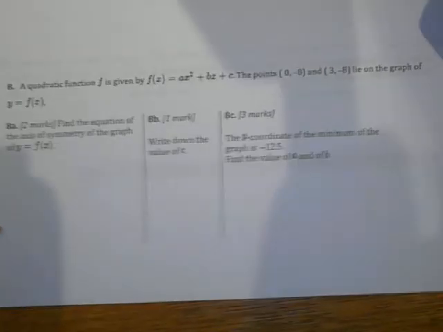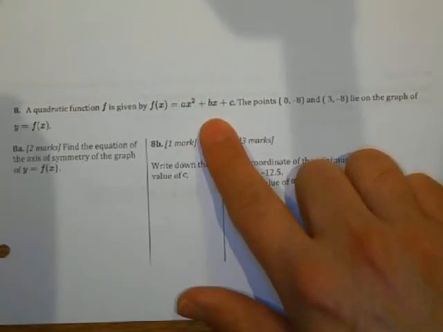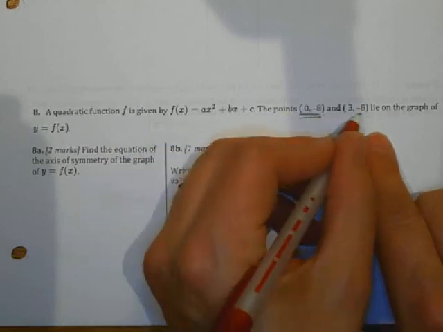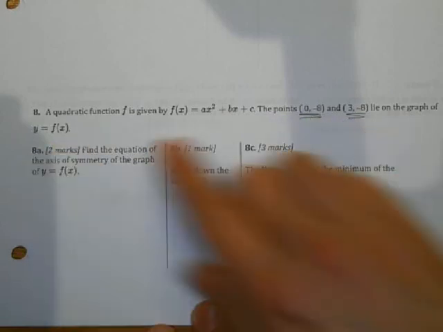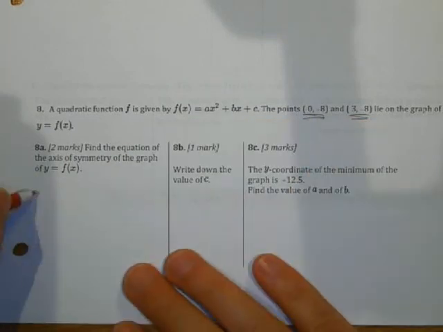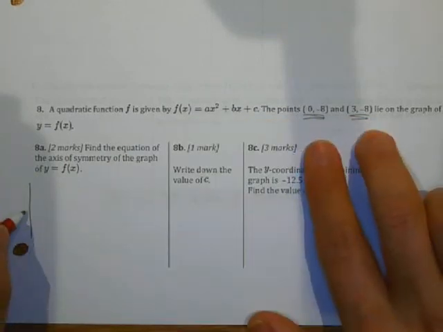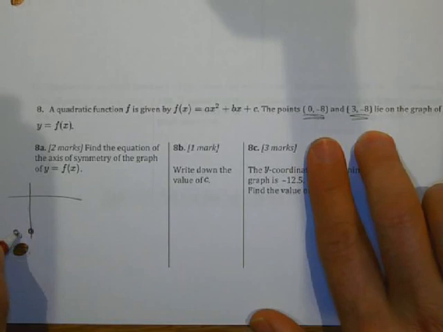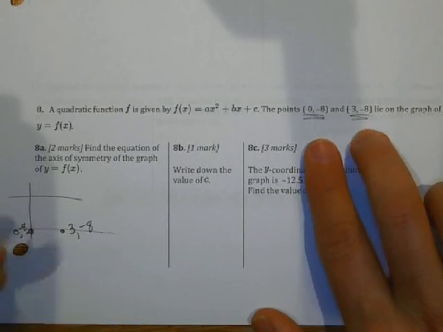Next. The quadratic function is given with this equation, and the points (0, -8) and (3, -8) are on the graph. So these have the same y value. Over here I'm at 0, -8, and over here at 3, -8.